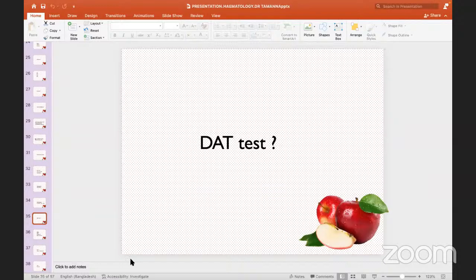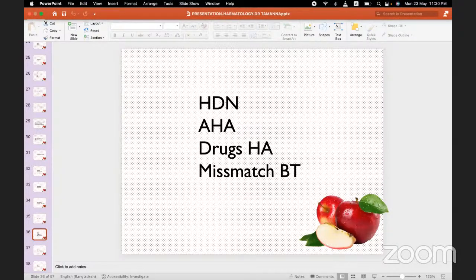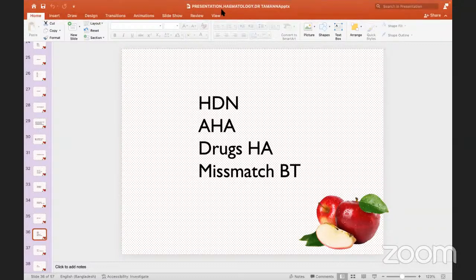Now, can anyone tell me the causes of a positive DAT test? It is important for clinical exams. Rh incompatibility, yes. In exams they will give you data of a positive DAT test with jaundice. So a positive DAT indicates hemolytic disease of the newborn. Very good. And autoimmune hemolytic anemia? Positive. Drug-induced hemolytic anemia? Positive. And mismatch, like I have A positive blood but somehow I was given B positive blood? That is called mismatched blood transfusion, and it will be DAT positive.